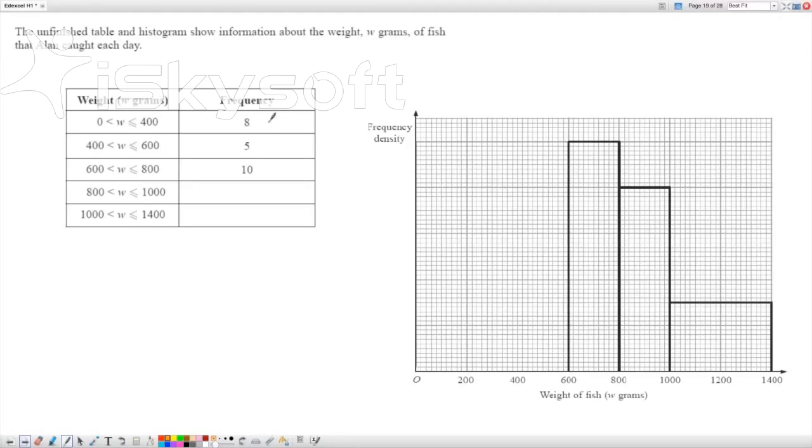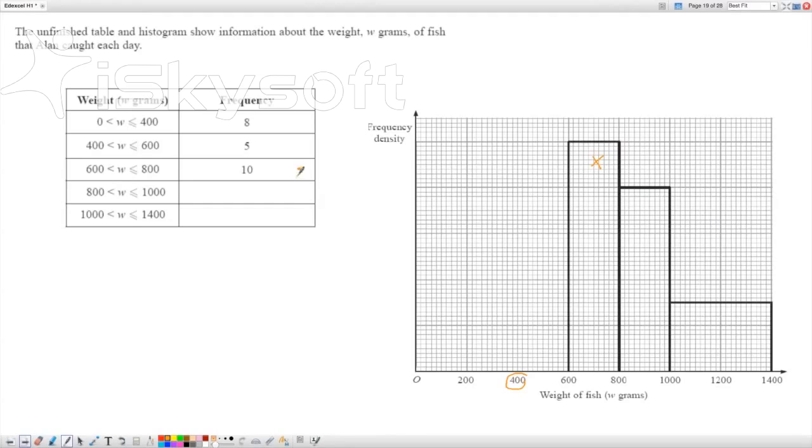Our first group from 0 to 400 here, we've got a frequency, but we haven't got a bar. Our next group from 400 to 600, we've got the frequency, we haven't got the bar. But for this one, we have the bar and the frequency. So this is the one we're going to be interested in. This is the one that's going to help us. Our next one, we've got the 2 bars, but we haven't got the frequencies.